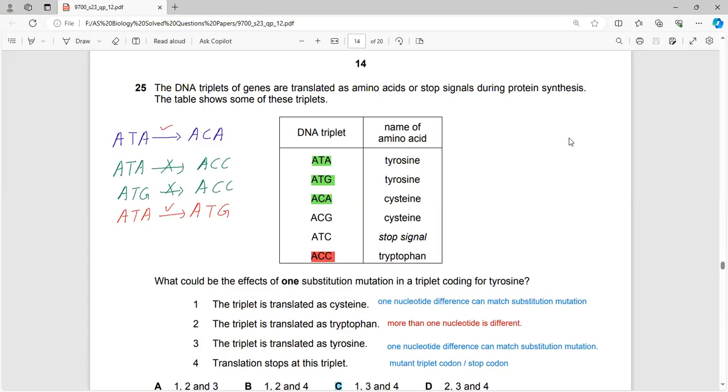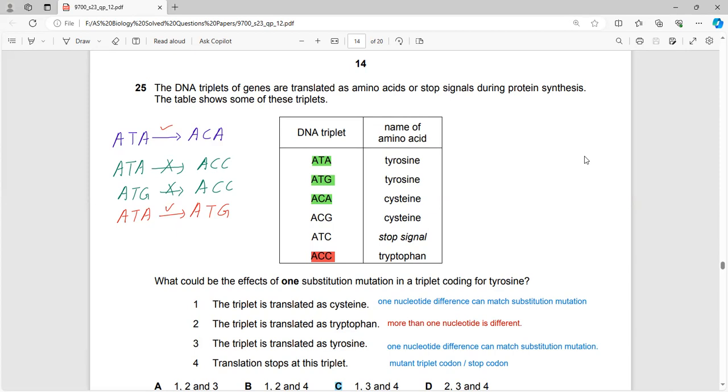The DNA triplets of the genes are translated as amino acids or a stop signal during protein synthesis. The table shows some of these triplets. Here we can see the DNA triplets are given in one column, and the names of the amino acids produced are in the second column. Here we have a stop signal that's ATC. Some other amino acids are given there.